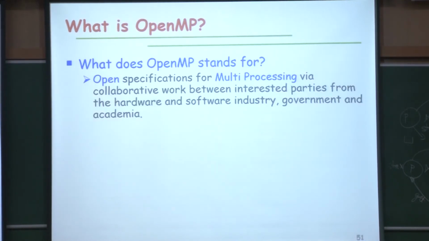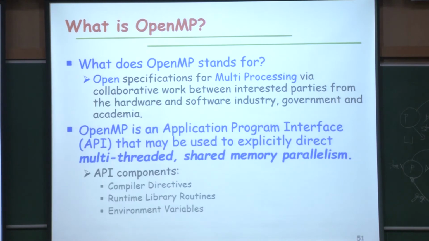OpenMP is the standard for shared memory parallel programming. It is basically an application program interface which tells the standard C or Fortran program what can be done in parallel. And this it tells by means of what are called pragmas, which are compiler directives. Those compiler directives tell this part of the program can be executed in parallel, this part of the program is a critical section, this variable is a shared variable, this variable is a private variable, and so on and so forth.